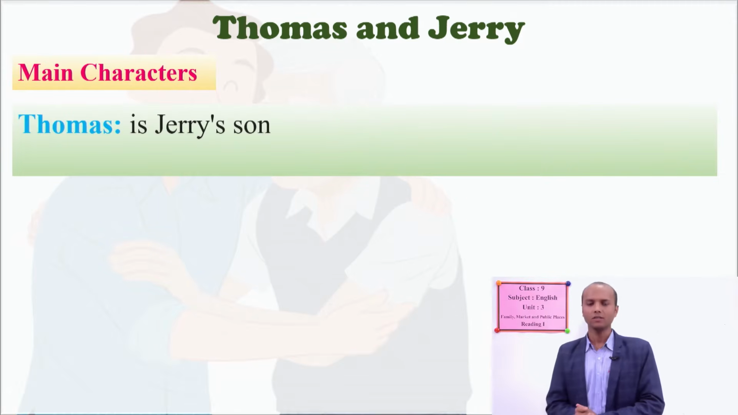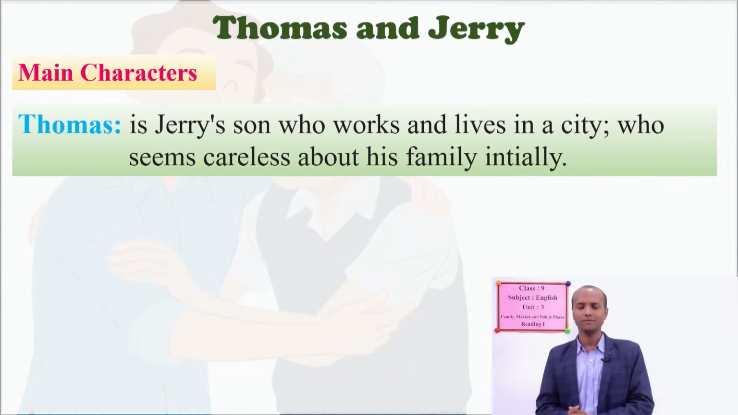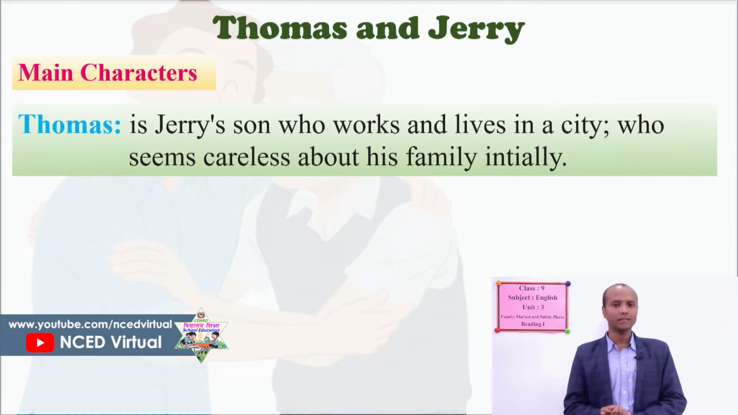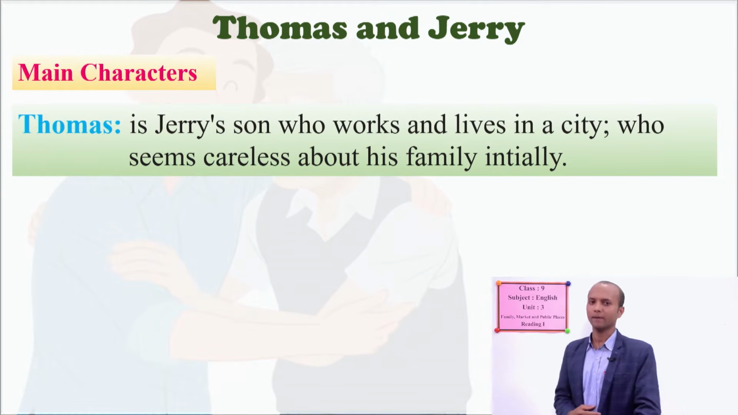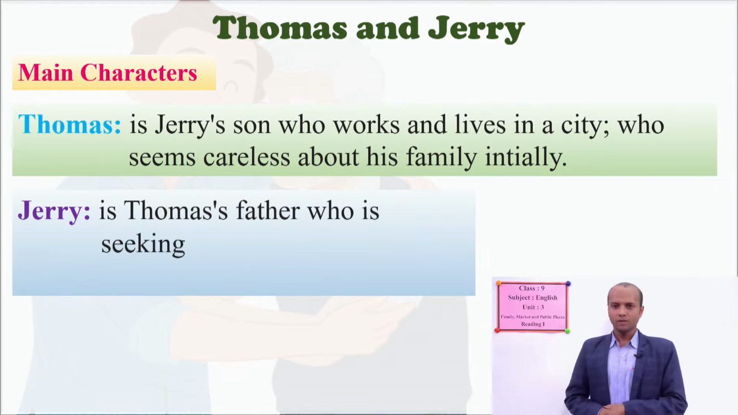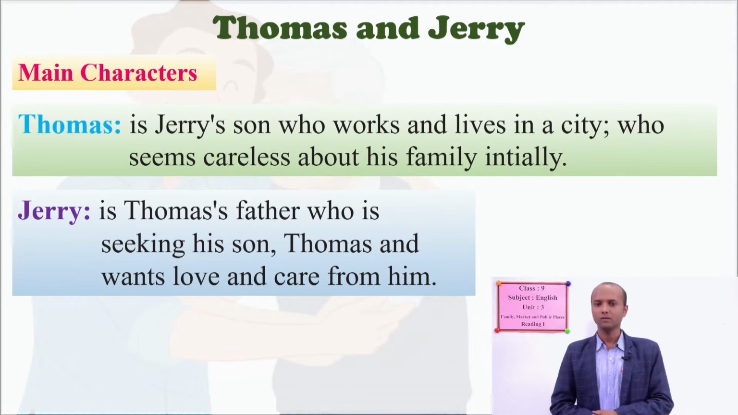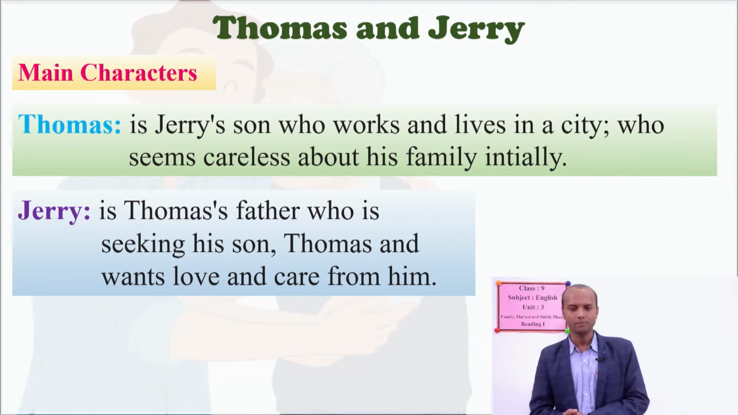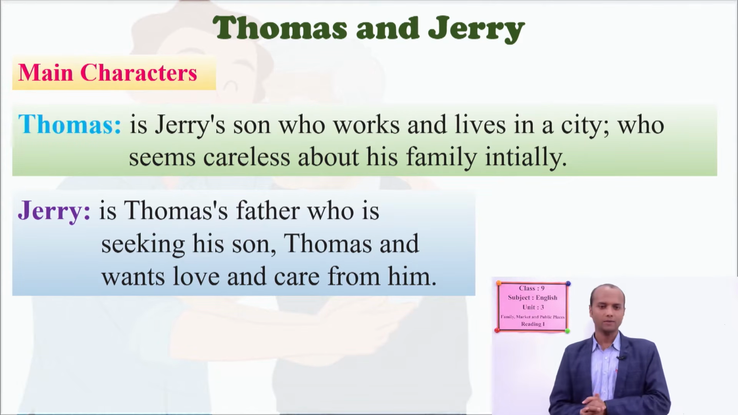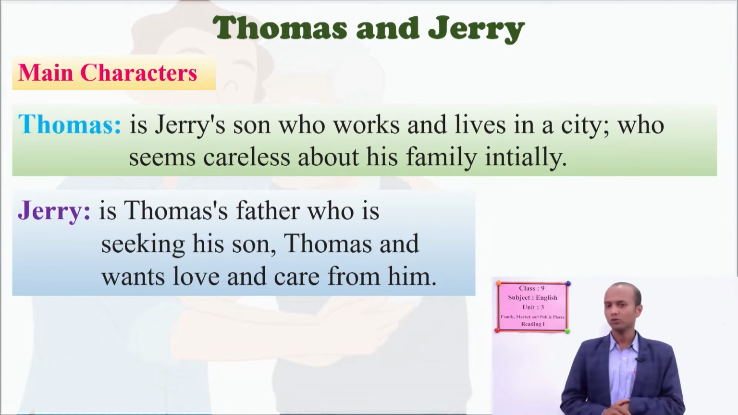The first character is Thomas. He is Jerry's son who works and lives in a city and who seems careless about his family initially. But later on he paid more attention to them, or he wants to be with his parents later on. Jerry, he is Thomas' father who is seeking his son Thomas and wants love and care from him. So these two are the main characters. However, there are other characters as well. They have less roles to play.